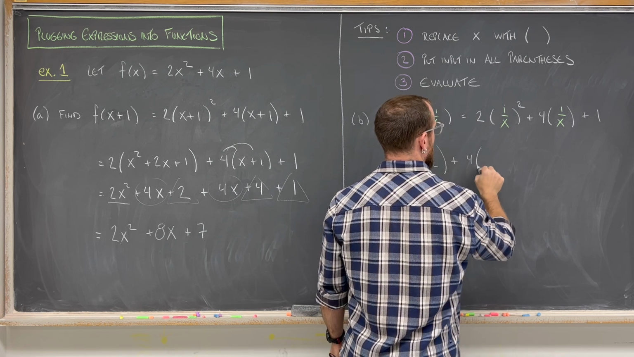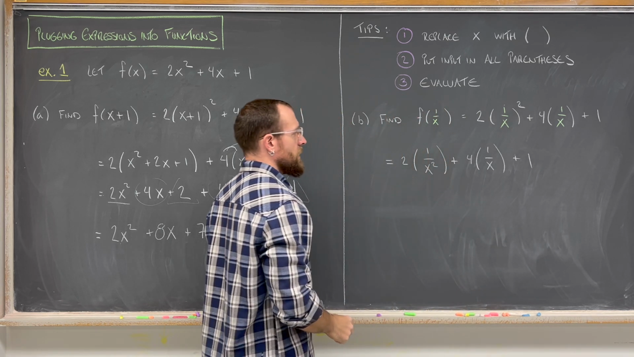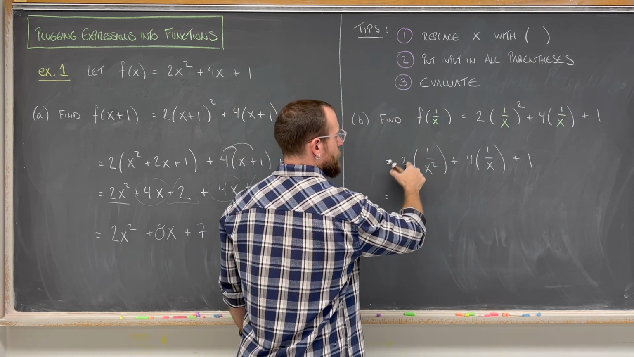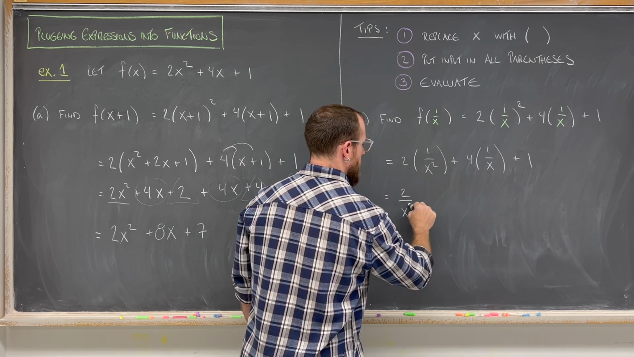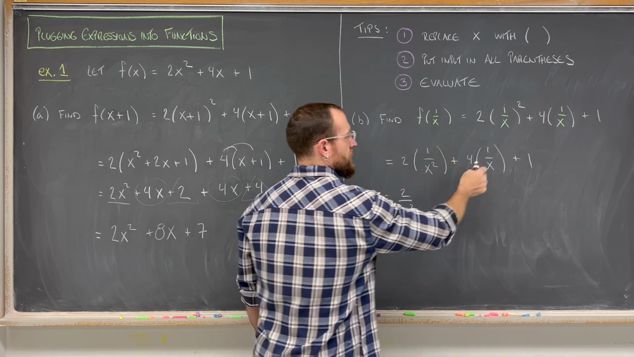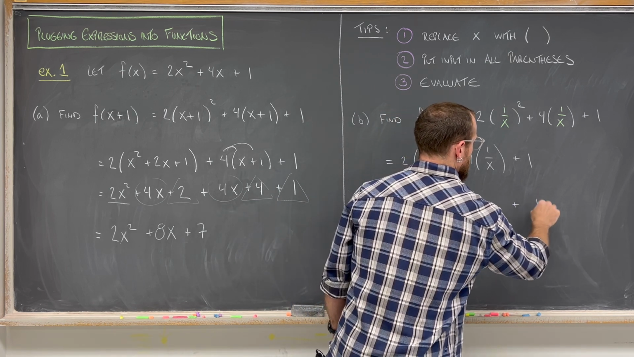I'll just leave it as 4 times 1 over x plus 1. Okay, so what do I have here? This is 2 times 1 over x squared. That's 2 over x squared plus 4 over x plus 1.